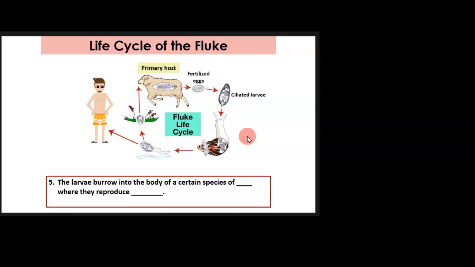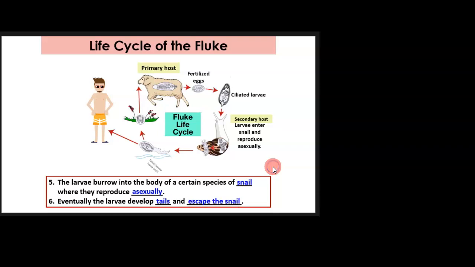Now the larvae burrow into the body of certain species of snails, and here is where they'll reproduce asexually, because this is the intermediate host, which we also refer to sometimes as a secondary host. Larvae enter the snail and reproduce asexually. Eventually the larvae develop tails, and then they'll escape the snail. Here.